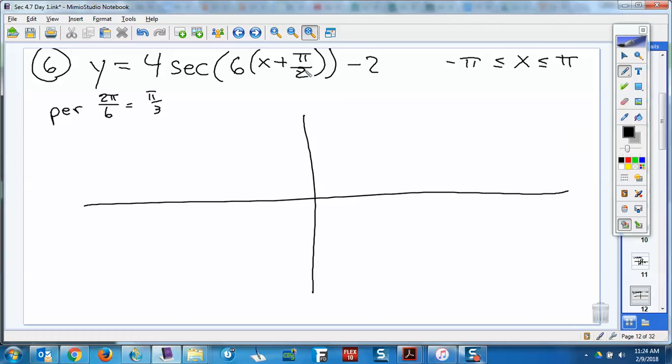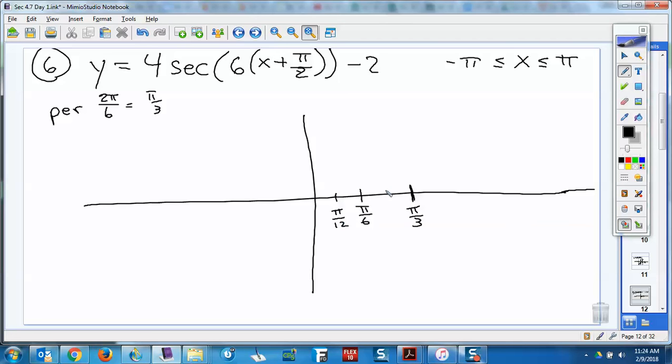All right, so I need 4 marks, pi thirds. So I got a mark right here. Now I have to be careful because I've got to go all the way out to pi. If that's pi thirds, that'd be 2 pi thirds, that'd be 3 pi thirds. So pi will be way out here, right? So this is my 4th mark right here, pi thirds. So now what's that one? Pi 6. And now what's that one?